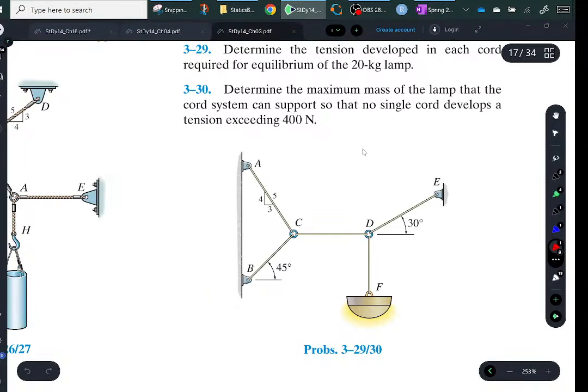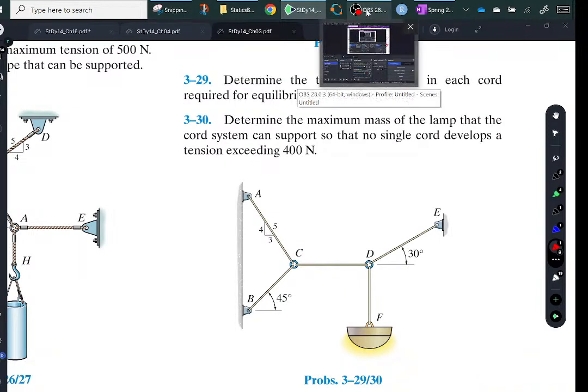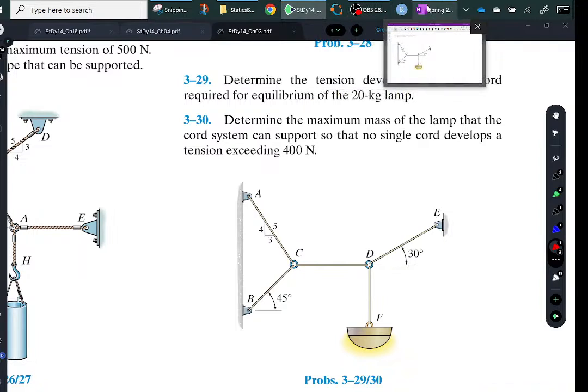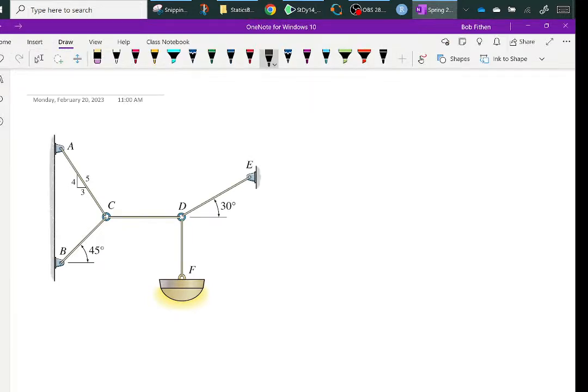Which one do we do? Determine the tensions for each of the, okay, 20 kilograms. Let's just do that one. Okay, so this thing is 20 kilograms. So, okay, this is a 20 kilogram lamp, which means the weight is equal to mg, or this. And I do not, sorry, we'll have to wait a second. I don't have that up yet.